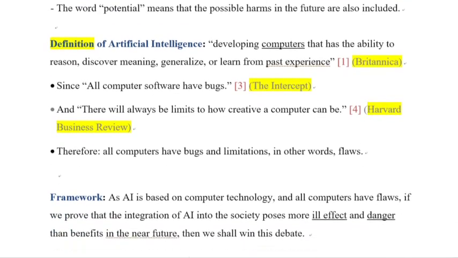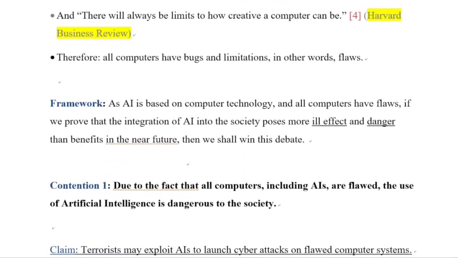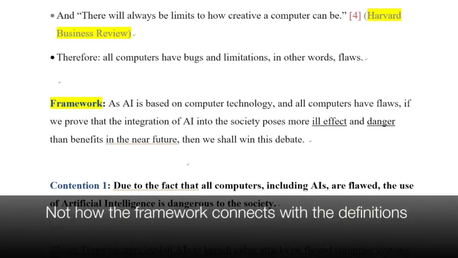Next, they have the framework, which is basically telling the judge what it takes to win their side. For example, here it says, as AI is based on computer technologies and all computers have flaws, if we prove that the integration of the AI into the society poses more ill effect and dangers than the benefits in the near future, then we shall win this debate.